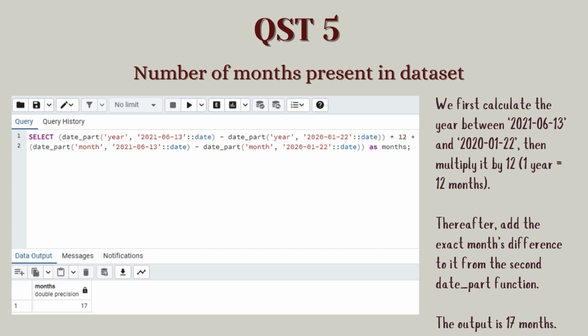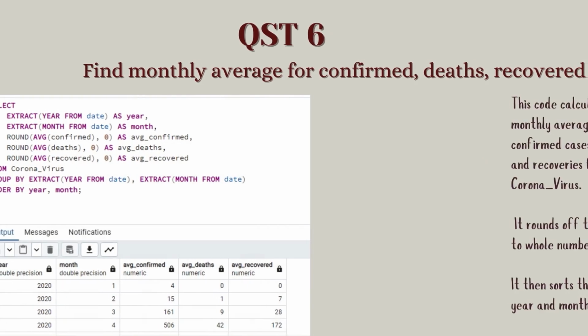The fifth analysis question is the number of months present in the dataset. We see that from the dataset, we have an availability of 17 months that are present, and the query that is displayed on the left side does the same.